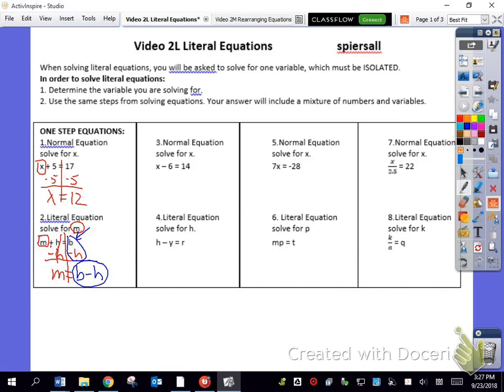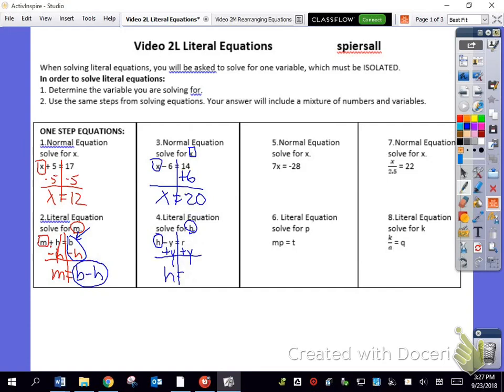Okay, so on number 3, when we solve for x, the opposite of subtracting 6 is to add 6. Well, when we have numbers, 14 plus 6 is 20. Okay? On a literal equation, there aren't any numbers that we can solve. So it says solve for h. So I'm going to solve for h. Draw my line. The opposite of subtracting y is to add y.